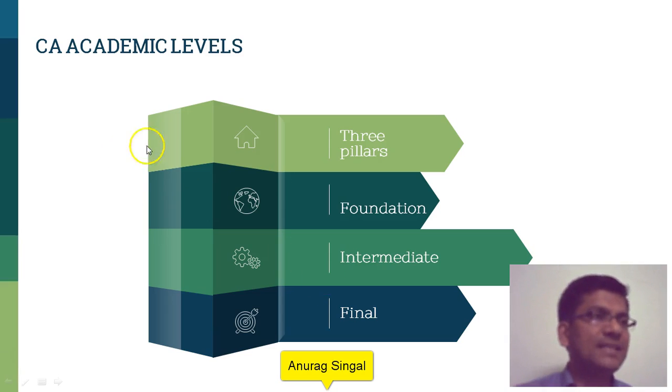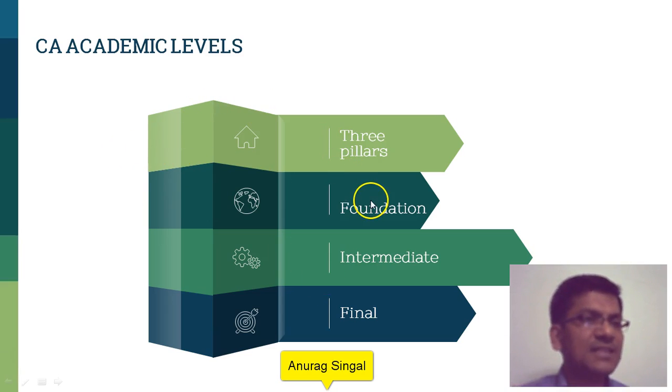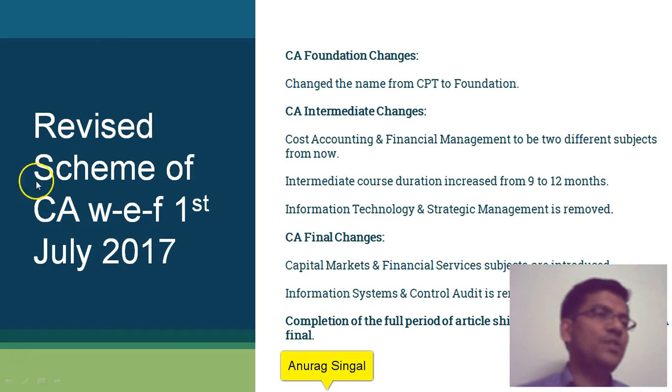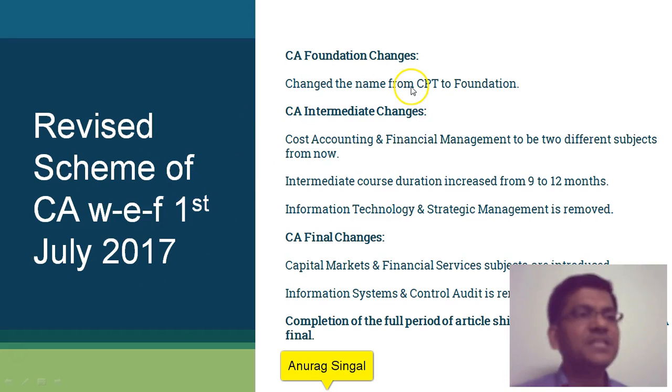So if you look at the academic levels of CA, it starts with foundation, goes to intermediate and then final. So recently there's been this revised scheme of CAs with effect from 1st of July, where they've changed the name of CPT into foundation. In intermediate, they will have cost accounting and financial management as 2 different subjects. The duration of the course, they've increased it from 9 months to 12 months.